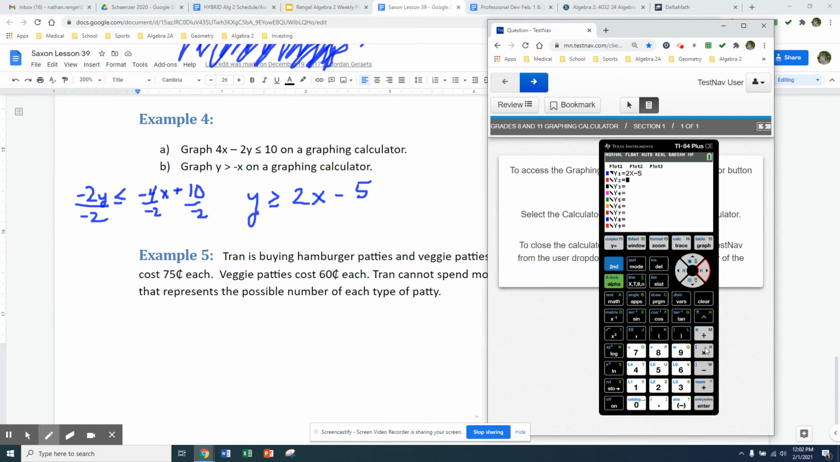So I'm just going to put a negative x in for that. And then it's a greater than again. So I'm going to go over to my line. I'll use this one as red, and then I'm going to go above the line again.